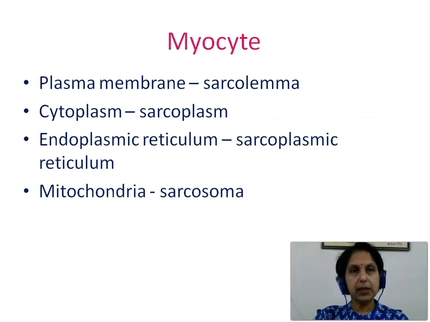In the myocyte, the plasma membrane is known as the sarcolemma. Cytoplasm is called the sarcoplasm. Endoplasmic reticulum is called the sarcoplasmic reticulum, and the mitochondria are called the sarcosomes.